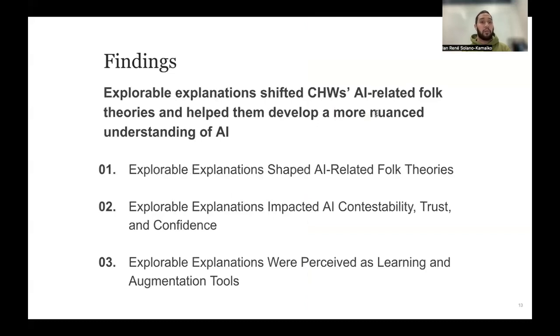Our main takeaway is that explorable explanations shifted CHWs' AI-related folk theories and helped them develop a more nuanced understanding of AI. To generate our findings, we collected and analyzed the audio data from our interviews, which ultimately resulted in 3 high-level themes that shape our findings. The first theme is that explorable explanations shaped the AI-related folk theories of CHWs. The second is that explorable explanations impacted AI contestability, trust, and confidence. And the last theme is that explorable explanations were perceived by CHWs as learning and augmentation tools. Next, I'm going to unpack these themes by digging into some of the highlights within each of these findings.